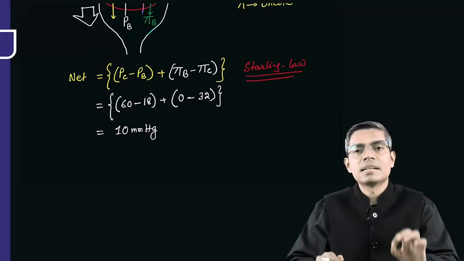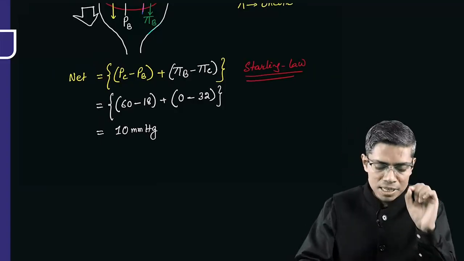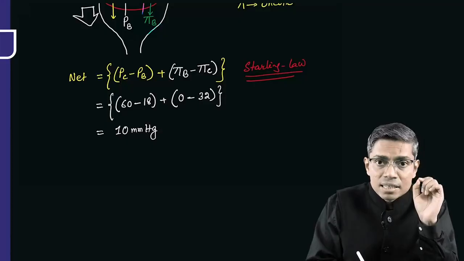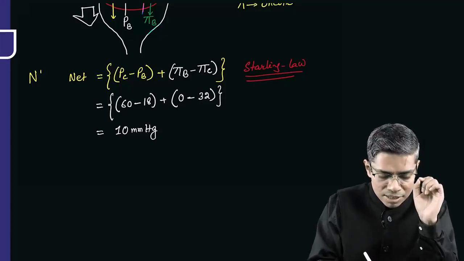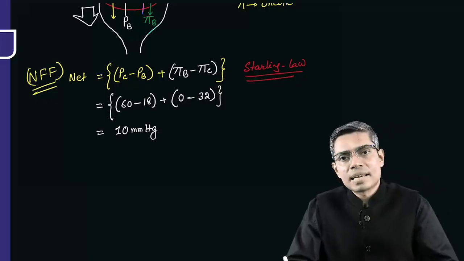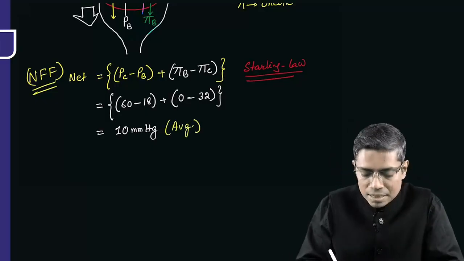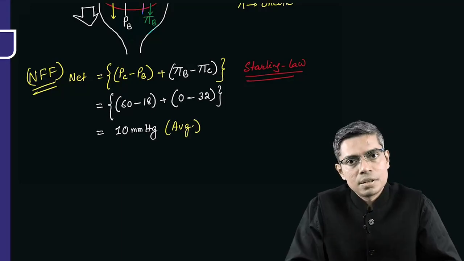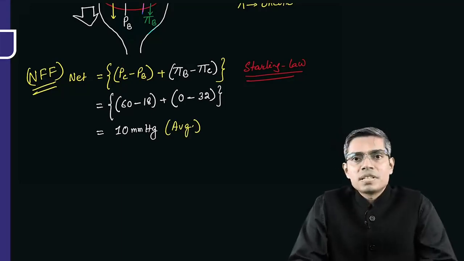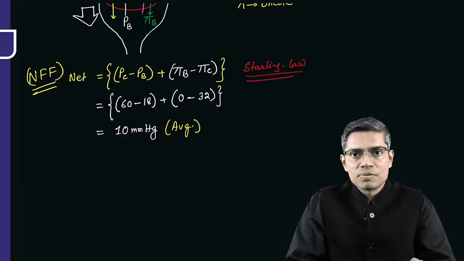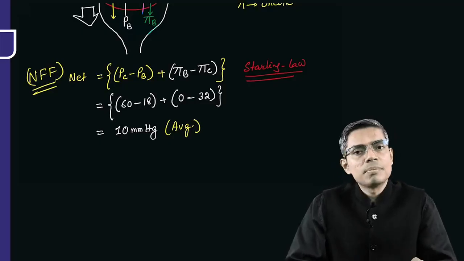And this is an important MCQ. Please remember that the question will be like this, that the net force for filtration at the level of glomerular capillary is 10 millimeter of mercury. This is the average force. Okay, there is certain controversy in some guidebooks, but please remember that the net force for filtration at the level of glomerular capillary is 10 millimeter of mercury.